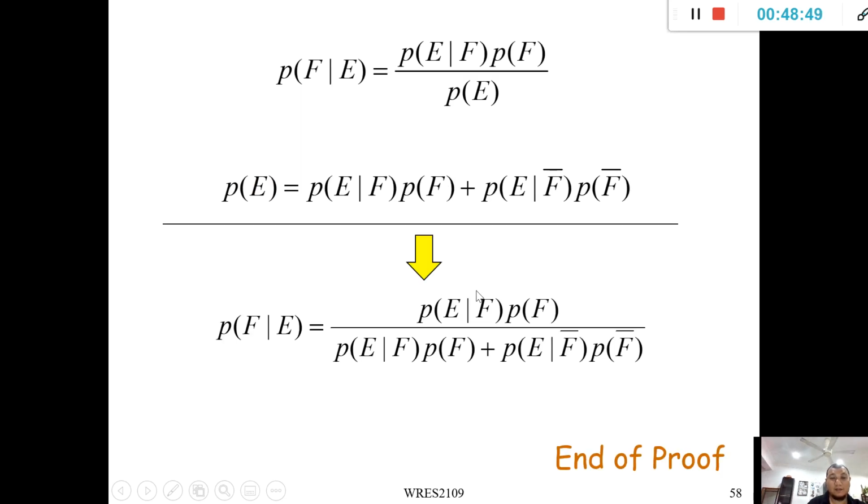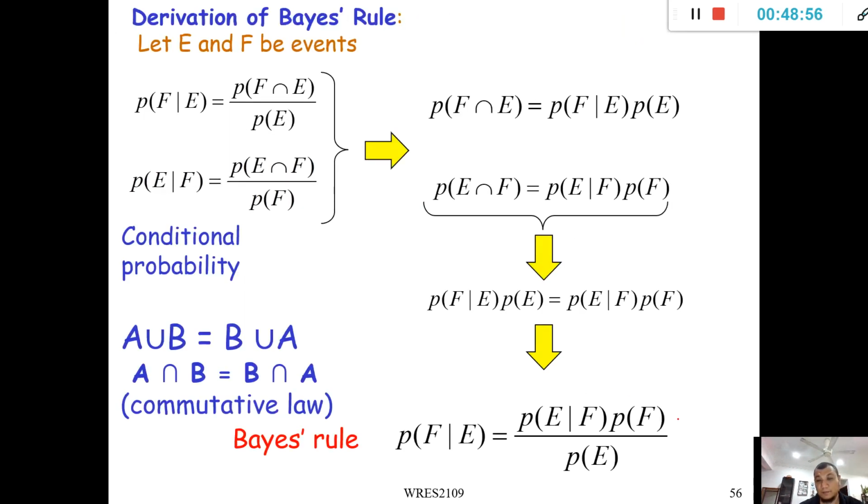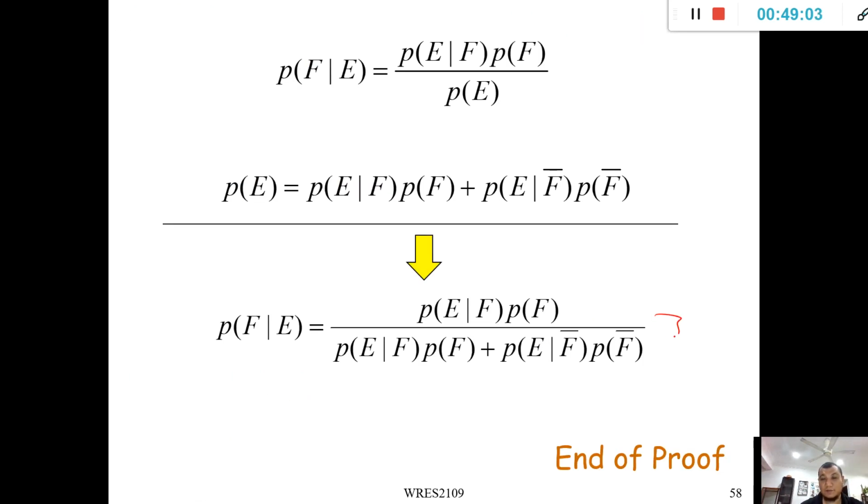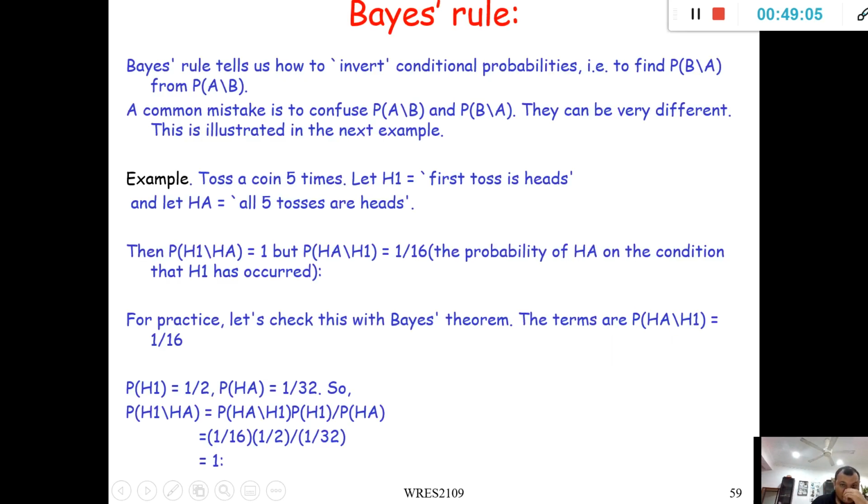And then you have this one. So you have three Bayes rules. Number one is the basic one. Number two is the general law of probability. And this is number three. Bayes' rule tells us how to invert conditional probability to find P(B given A) from P(A given B). A common mistake is to confuse P(A given B) and P(B given A). They can be very different. This is in the next example.